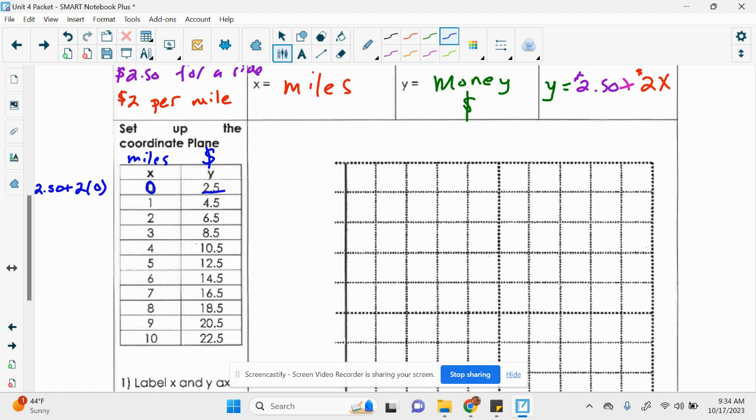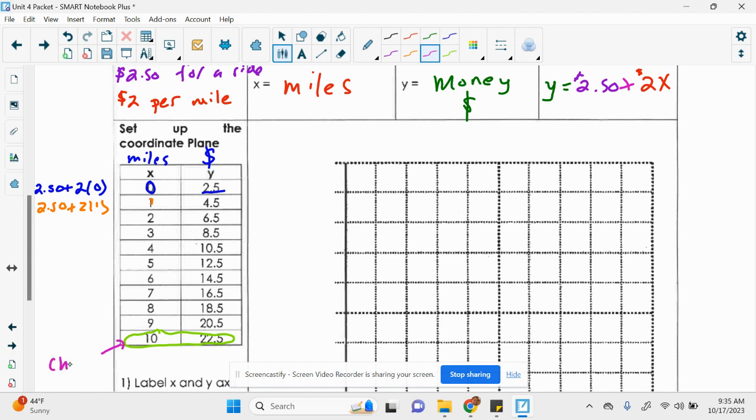And then I do it again. Let's try 1 now. I went 2.50 plus 2 times 1 in my graphing calculator. And then I got ding, 4.50. And I kept going all the way down to 10. Now, this 10 is going to be important because miles get to choose whatever we want. I chose how far I went.